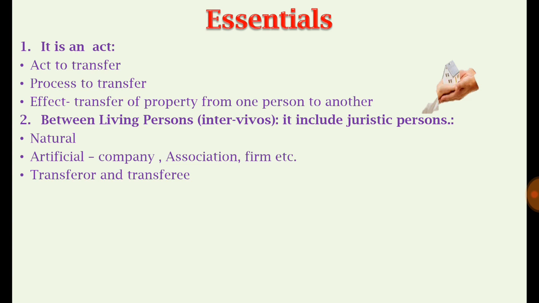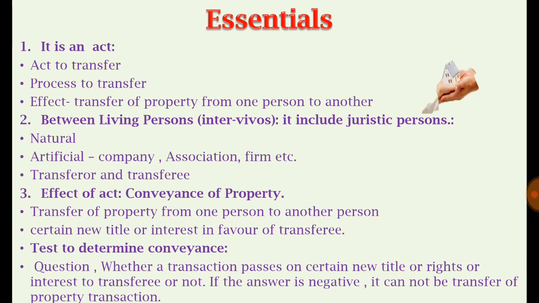So as you know, this transaction is between living persons only. There should be a transferor, who is there to deliver and transfer the property, and another person who is there to receive the property. Then the third essential is the effect of that transaction, and the effect of that transaction is the conveyance of property. Conveyance is nothing but the creation of new rights in the property in favor of the transferee.